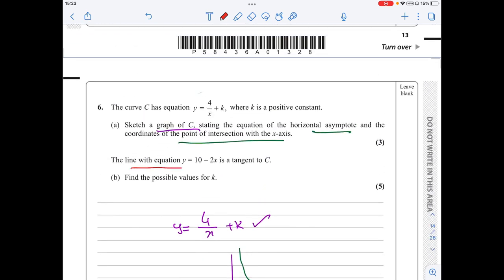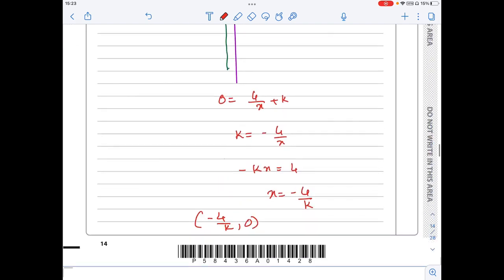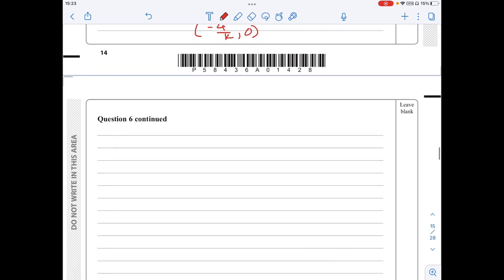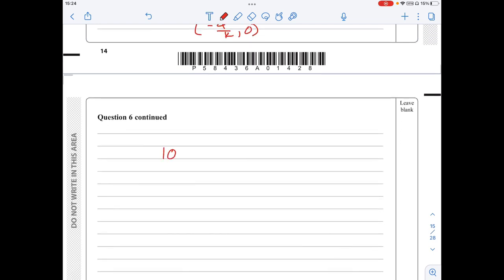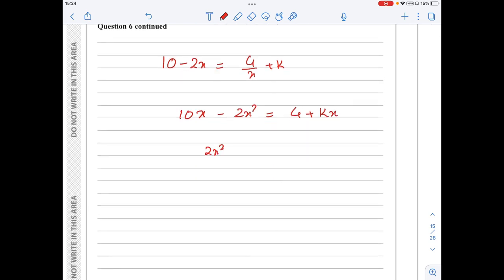The line with the equation y equals 10 minus 2x is a tangent to C. Find the possible values of k. So the tangent is 10 minus 2x, and the curve I take as 4 upon x plus k. I do the cross multiplication. 10x minus 2x squared equals 4 plus kx. So 2x squared plus kx minus 10x plus 4 equals 0. So 2x squared plus x common, k minus 10, plus 4 equals 0.